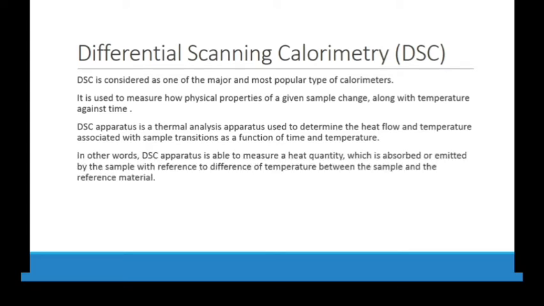In other words, DSC is able to measure a heat quantity which is absorbed or emitted by the sample, with reference to the difference of temperature between the sample and the reference material. I already explained that when you heat your sample, the sample is able to absorb the heat or start to emit the heat. In both cases, we can analyze it with the DSC curve, and we will now proceed further.